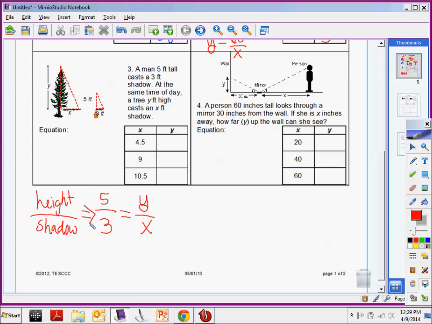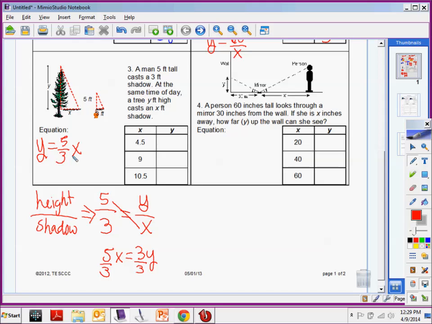So what did I just set up to solve? A proportion. And with a proportion, I would cross multiply. 5x equals 3y, right? What would I do to get y by itself? Divide by 3. So y equals 5/3 x. What kind of relationship is that?